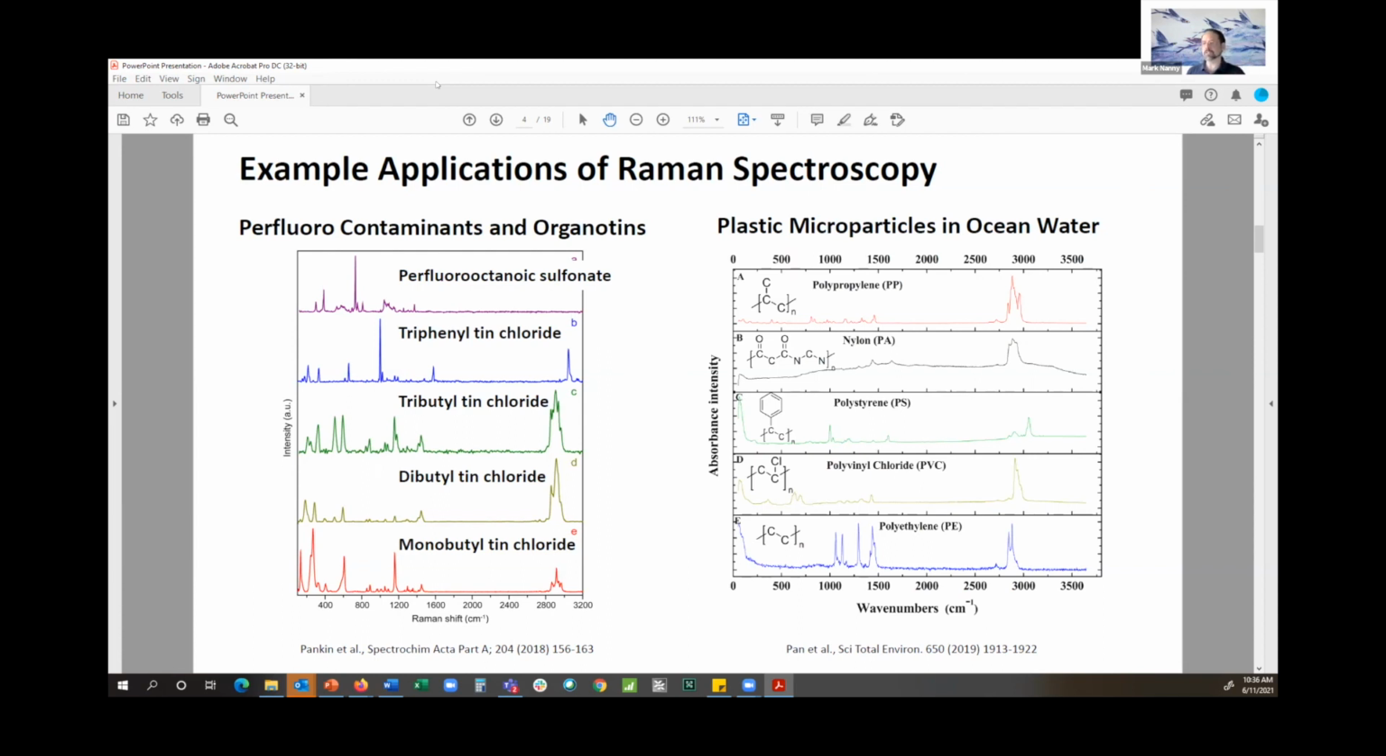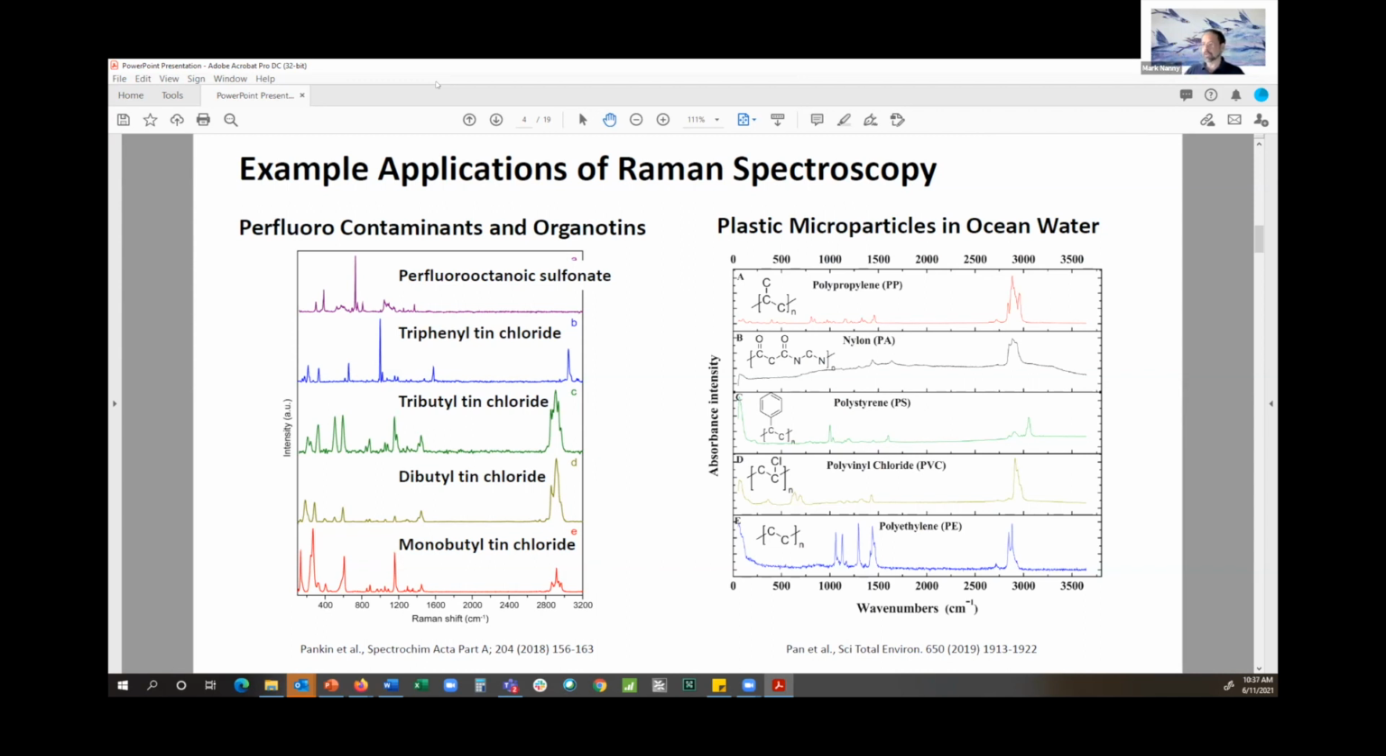And what you see here in these spectra are the Raman spectra that relate to each of those different molecules. So the idea is that if we have a mixture of these 4 organotins, and if perfluorooctanoic sulfonate was even in there, we would be able to take a Raman spectrum of that mixture and undergo deconvolution processes to identify which one of those compounds were present and how many of each one of those compounds were present.